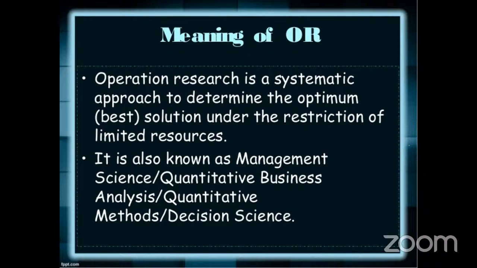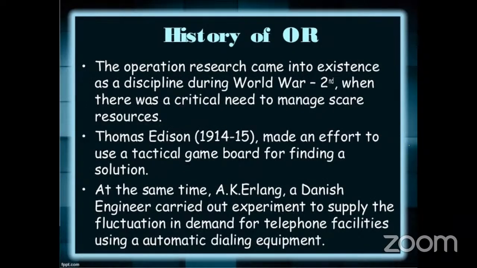So how it has been introduced. The history of OR: operational research came into existence as a discipline during World War II. That is, in the Second World War only, they implemented this when there was a critical need to manage the scarce resources. What may be the scarce resources? The resources in the World War are obviously the ammunition, arms, and the personnel, those who are required to win the war. The ultimate aim is winning the war with the limited resources.